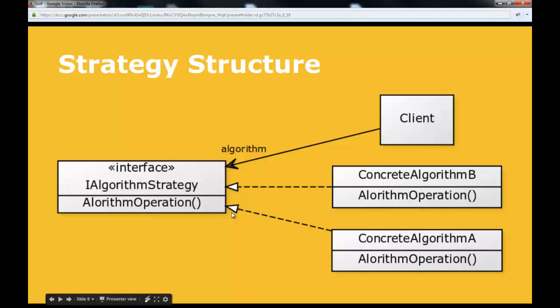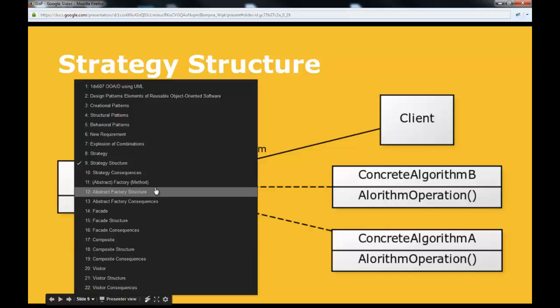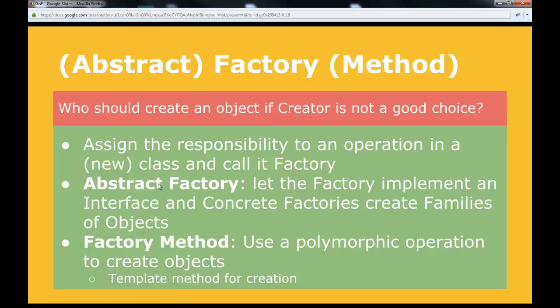So let's get started. I think we were to talk about the factory pattern, and there are a few variations of this pattern. You have a simple factory pattern, the abstract factory pattern, and the factory method pattern. So we have three patterns that revolve around the same kind of problem with some different flavors to it. So who should create an object if the GRASP creator pattern is not a good choice?